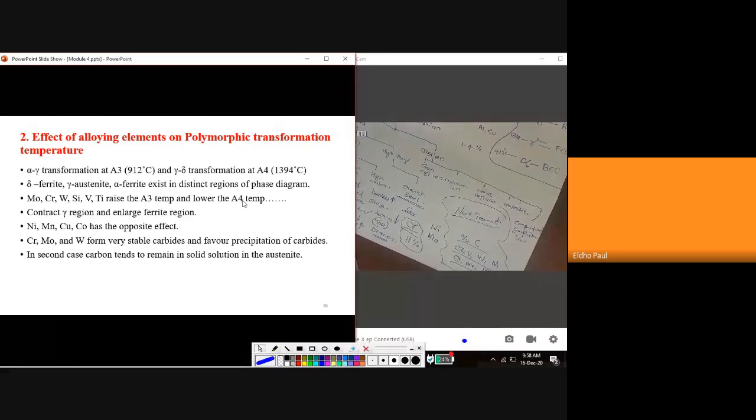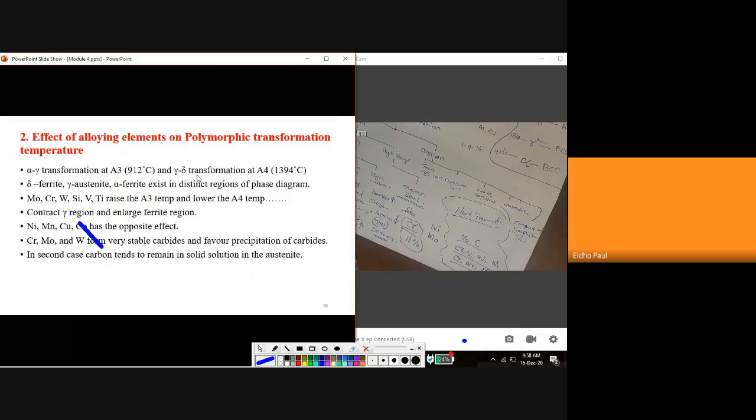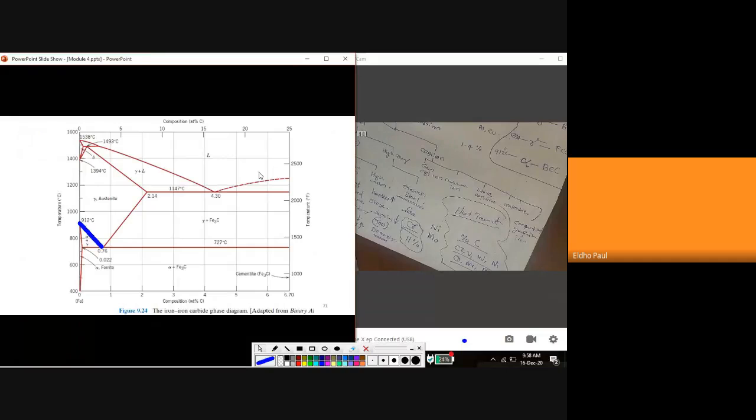So what is A3? A3 is the alpha-gamma transformation temperature line. This is alpha, this is gamma. This is the A3 transformation temperature line. And what is A4? A4 is the gamma-delta transformation. That transformation is the A4 line. So A4 is this one, gamma-delta.